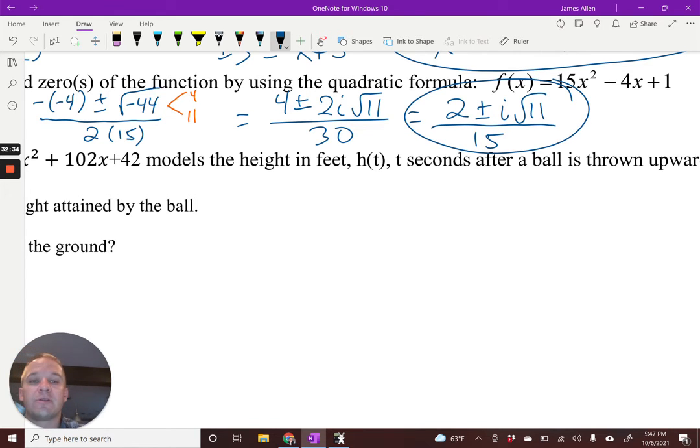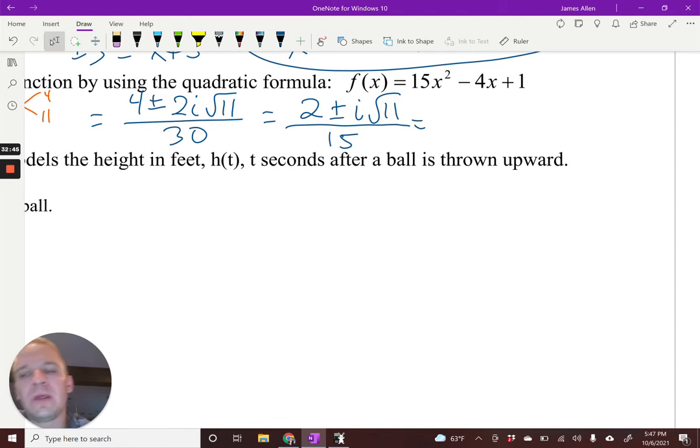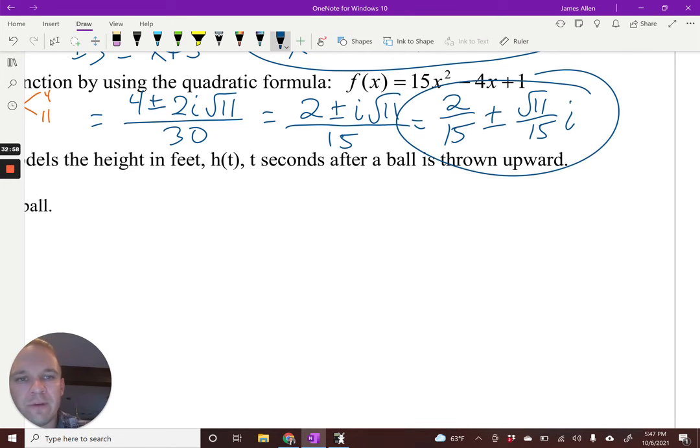That is our final answer, our finished product, if you will, after solving using the quadratic formula. We would accept it there, I think. But you know what? Let's write it properly. 2 over 15 plus or minus, and then it would be root 11 over 15 i. That would be our final one.